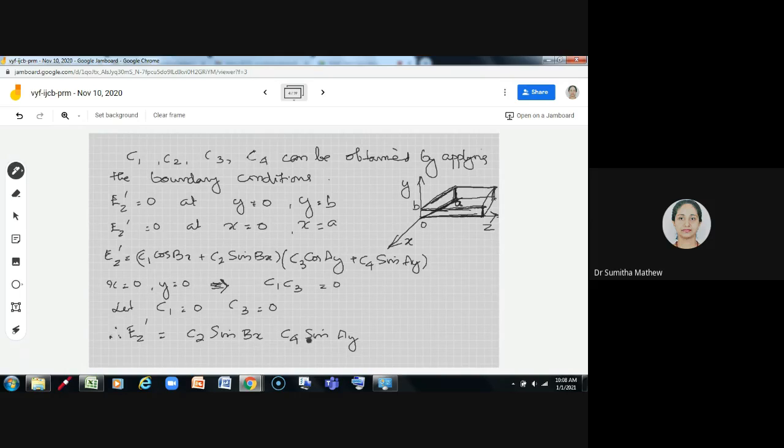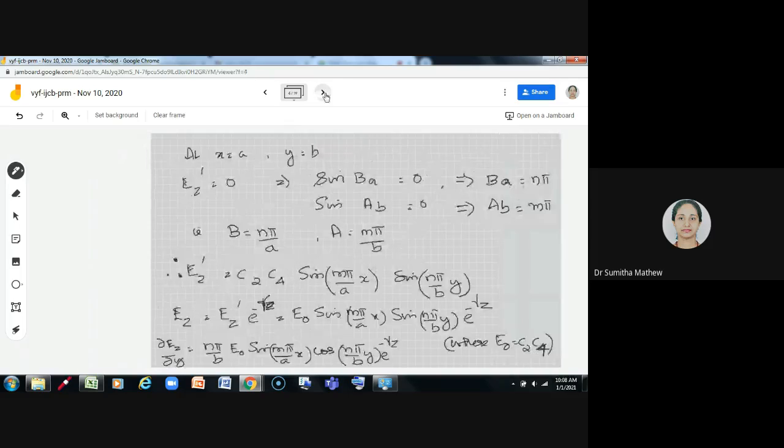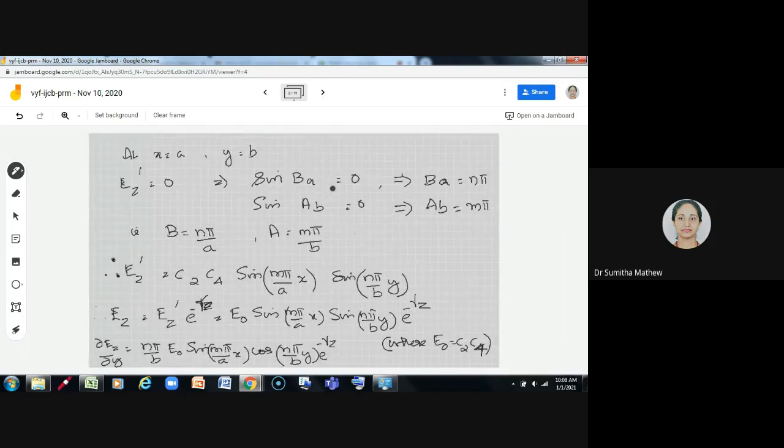Sin BA sin AB is equal to 0. So what do we get? If that product is 0, it means either one of them should be 0 or both can be 0. So that we can equate for Ez dash equal to 0, sin BA into sin AB should be 0. So if sin BA is 0, it means BA should be some multiple of what? Pi, 180 degrees. So BA should be some multiple of pi, which is equal to n pi, where n is an integer.